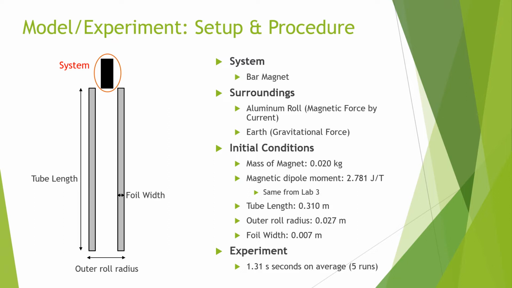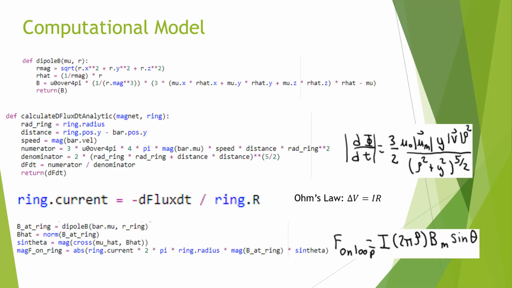The experiment basically involves setting up a magnet at the top of an aluminum roll, dropping it, and recording the time that it takes for it to reach the bottom of the roll. Through 5 runs, we found that it took, on average, 1.31 seconds for the bar magnet to go through the aluminum roll. Now onto the computational model.